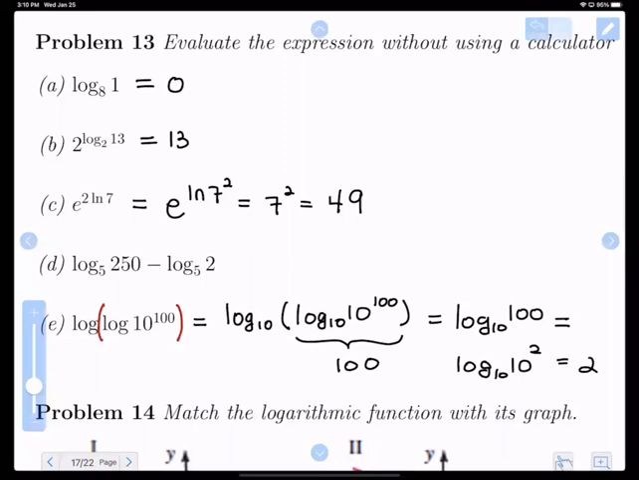Are you doing good? A little tricky. Even that's a tricky question. In fact, part D is even trickier. Okay, so I want you to struggle with this over the weekend, and we're going to go over this Monday.